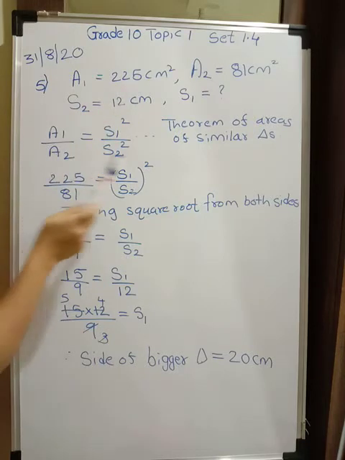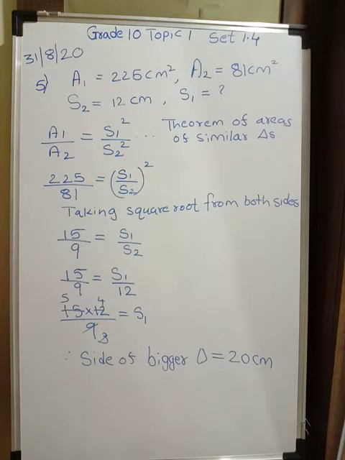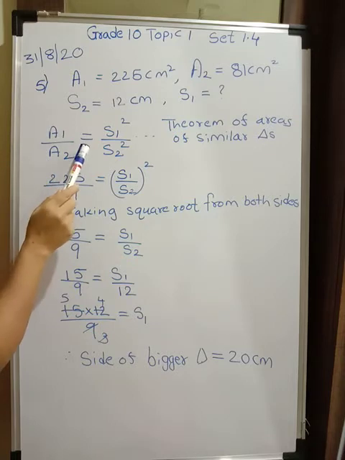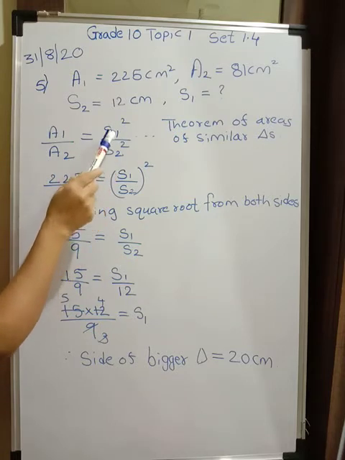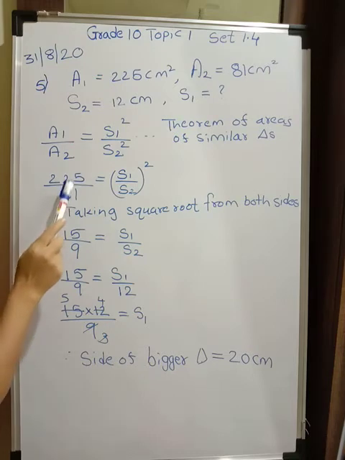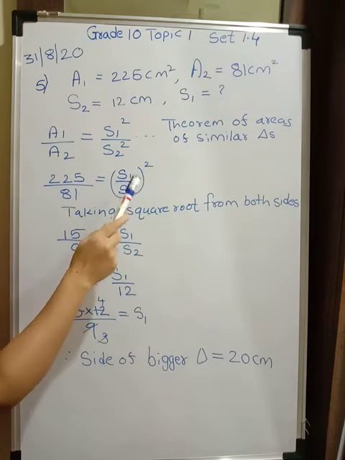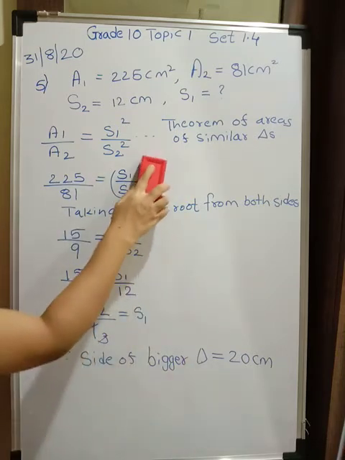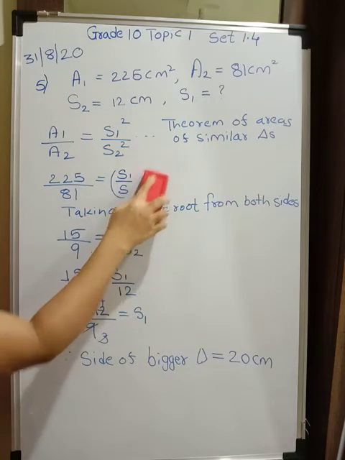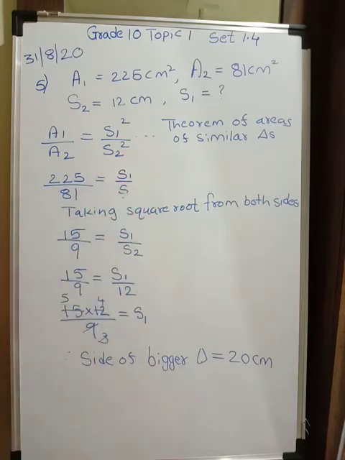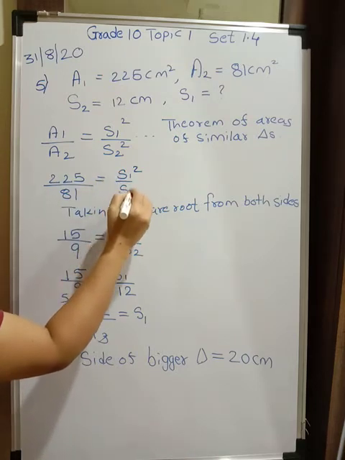Alright. Now, as per theorem of areas of similar triangles, what do we have? Area of first triangle upon area of second triangle, provided both triangles are similar, will be equal to squares of their corresponding sides. Now just substitute the values. You get 225 upon 81 is equal to S1 upon S2 the whole square. Now it is S1 square upon S2 square. See, if you don't understand this, let me write it in this form. So this is as good as S1 square upon S2 square.